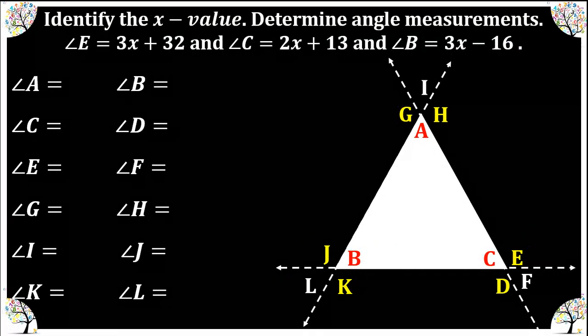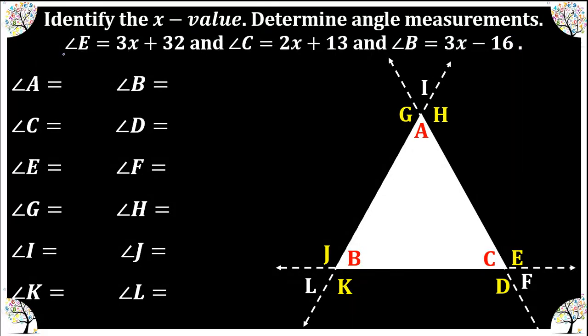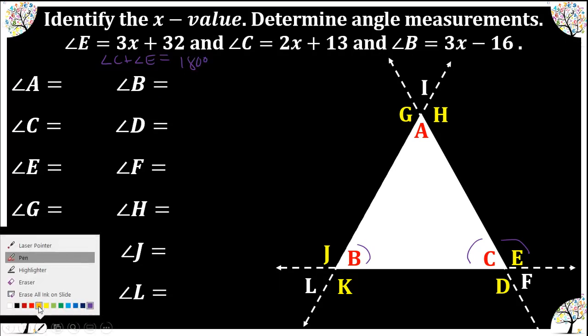Now let's take a look and do a little more algebra. So this time, we don't know any angle measurements, but we know some relationships. So let's mark what we have. We have angle E. We have angle C. So we know C and E are supplementary, and then we know something about B. So the only thing that's going to help me to start out with is angle C plus angle E is going to equal 180 degrees because they are supplementary.